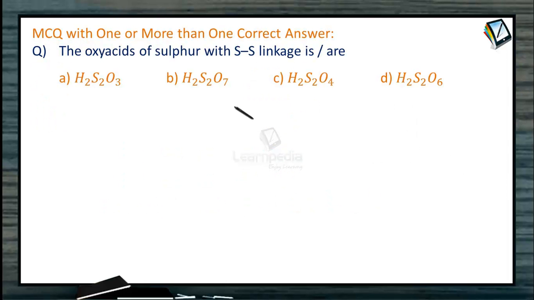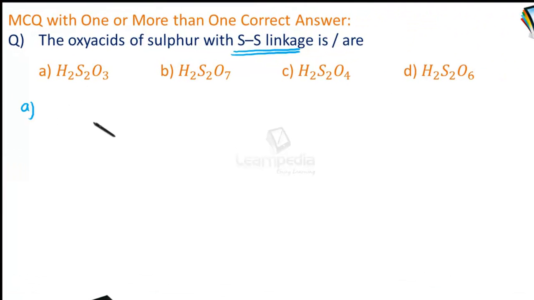In this, we need to find out the oxyacids in which there is sulfur-sulfur linkage. So definitely you need to write down the structures of all these oxyacids. Then only we come across the presence of sulfur-sulfur linkage. The first one, that is H2S2O3.